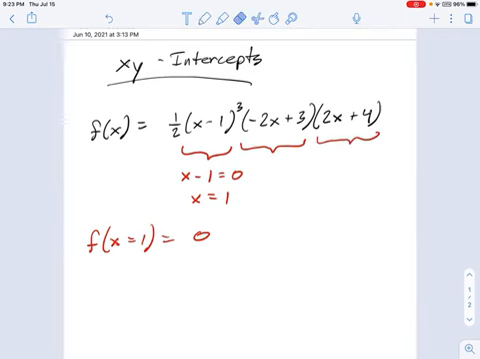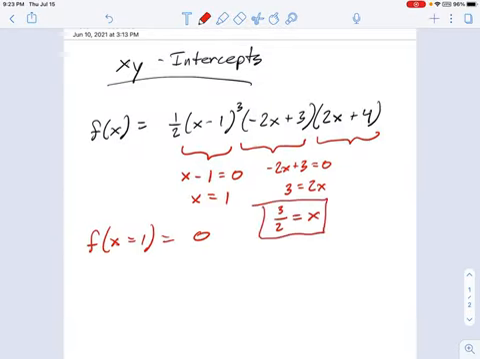So let's do that. If we solve the equation negative 2x plus 3 equals 0, we get 3 equals 2x, which leads us to 3 halves equals x. Okay, that's another 0 of the equation. And 2x plus 4 equals 0. That means 2x equals negative 4, which means x equals negative 2. So we found another 0.